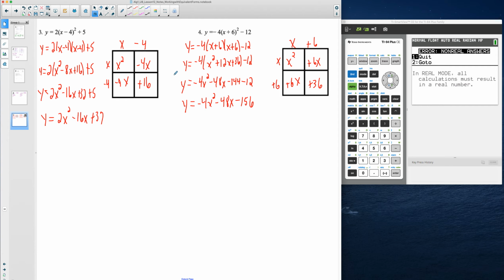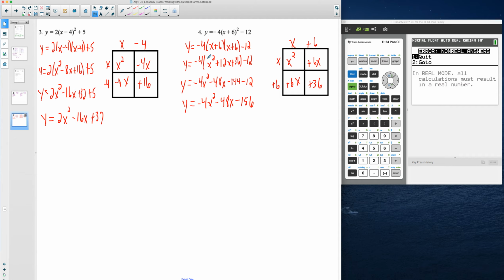All right, in a very similar fashion over here, we're going to leave that a value, which is negative 4, and put that out front. X plus 6 squared is x plus 6 times x plus 6. So we see that in our area model. X times x is x squared. X times 6 is 6x. 6 times x is 6x. 6 times 6 is 36.